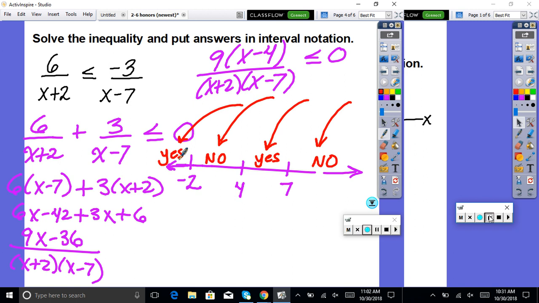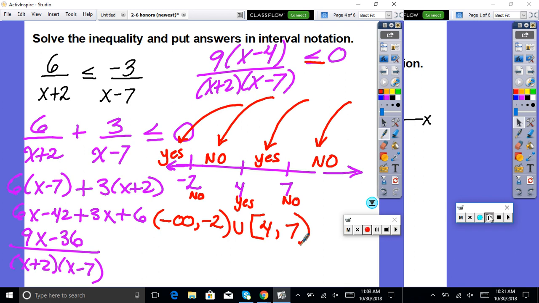Okay, awesome. Here we go. Now we have to determine if these critical values are yeses or no's. So is that equal to 0? Yes. So you'd say your 0 is a yes, and then our denominators are always no's. So now we would say, okay, my solution on this one is negative infinity up to negative 2. Negative 2 was a no. Union. Then it was from 4 to 7. And then 4 gets a yes, so that's a bracket. 7 is a no, so parentheses. Are we good with that?